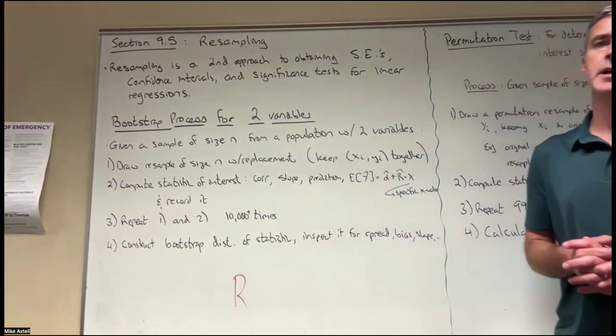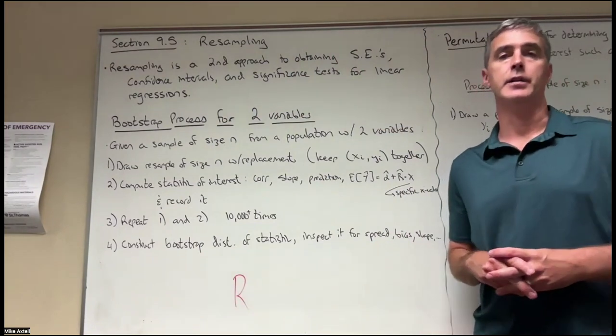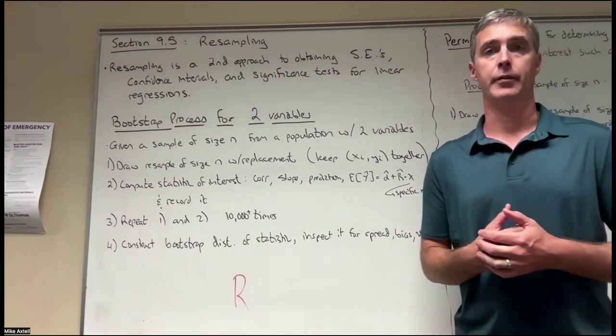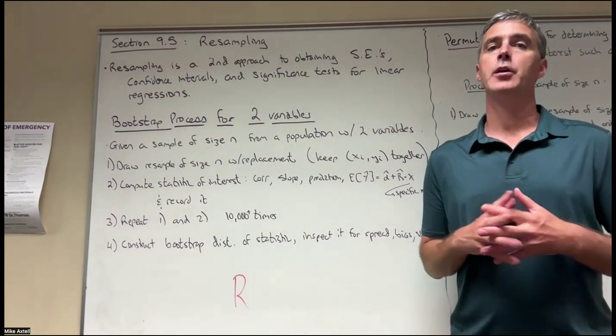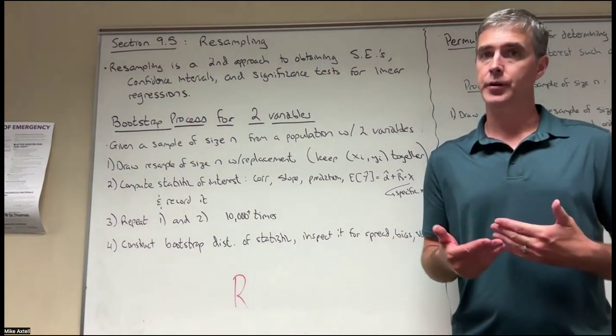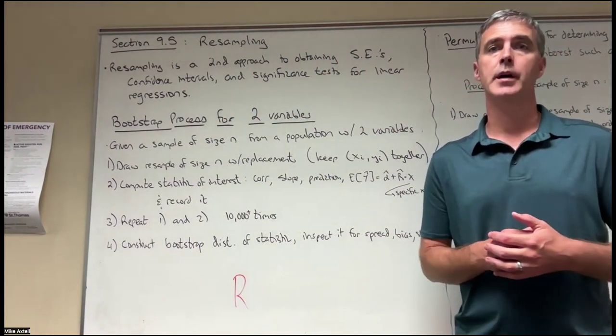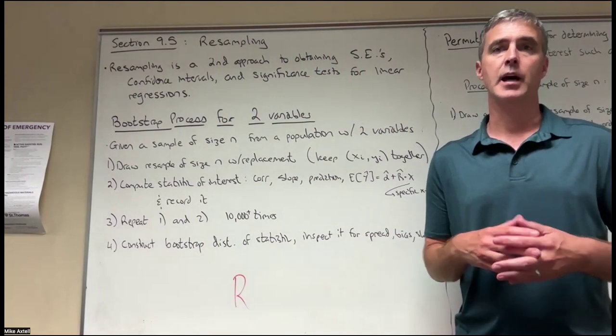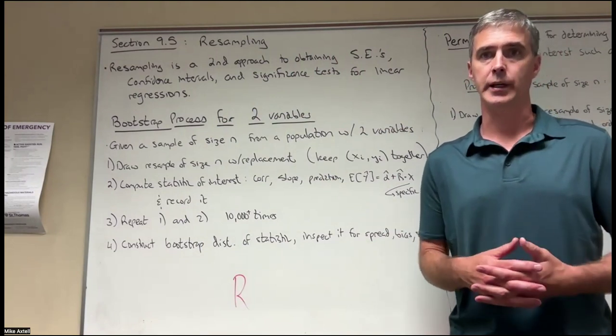All right, so this is a video for section 9.5 in the text, and we're going to be using R quite heavily. In this video, we're going to talk about an alternate way, well, actually two alternate ways of figuring out things like confidence intervals or correlations.